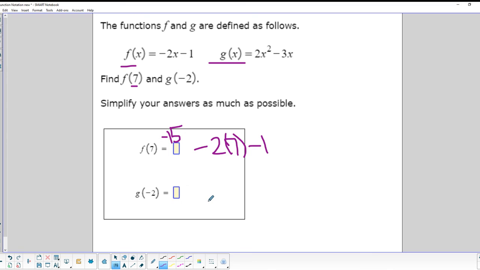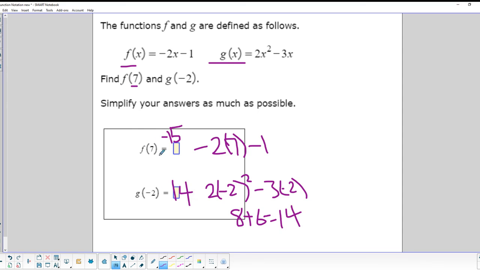On the next one, we would put -2 in for x in the second equation. So you'd have 2 times -2 squared minus 3 times -2. Well, -2 squared is 4. 4 times 2 is 8. And -3 times -2 is +6. So this whole thing ends up being equal to 14. So for these input values, these are the output values for these two separate functions. So -15 and 14. All right.